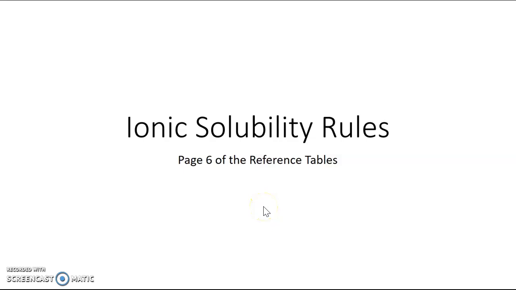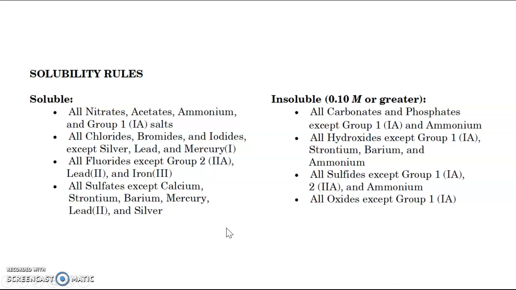Hello everyone. This video is going to show you how to predict whether ionic compounds are able to dissolve in water based on the ionic solubility rules found on page 6 of your chemistry reference tables. When you turn to page 6 of your reference tables, the solubility rules are grouped by anion, and so you will find anions that tend to be able to dissolve on the left-hand side and anions that tend not to be able to dissolve on the right-hand side.